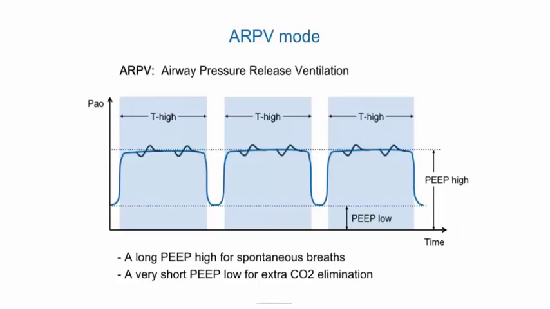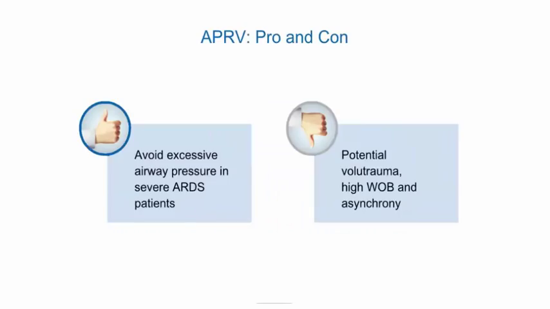APRV mode. APRV stands for airway pressure release ventilation. It is indicated for active patients who require a worryingly high inspiratory pressure. Typical settings in APRV mode have a long PEEP high time, serving as the baseline for the patient's spontaneous breaths, and a very short PEEP low time, helping CO2 elimination. Its perceived advantage is to avoid excessive peak airway pressure, while maintaining adequate ventilation in treatment of severe ARDS patients. Its claimed disadvantages include potential volutrauma, and increased work of breathing and energy expenditure.